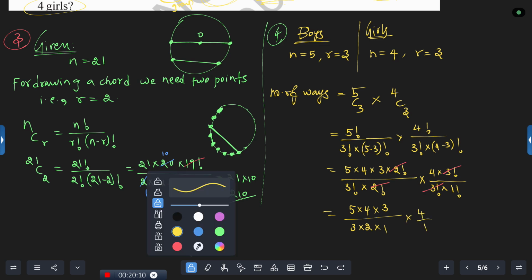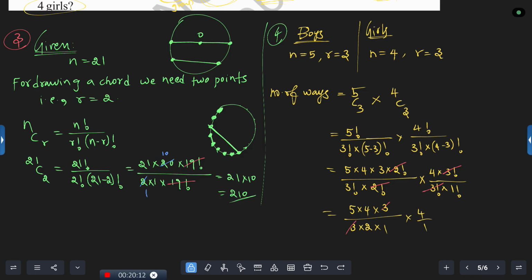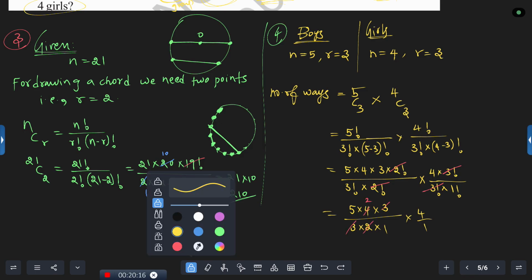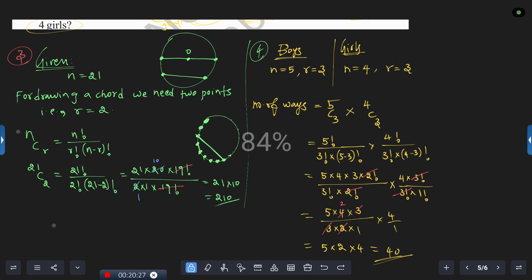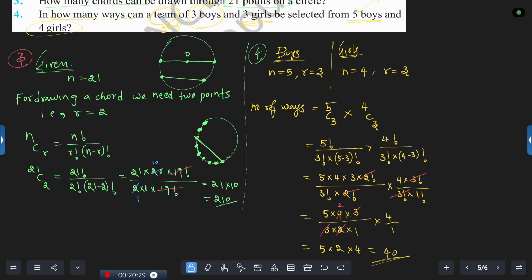Is there anything possible to cancel? Do it. This 3 cancel. 1 time, 2 time. Anything else? No. So 5 2s are 5 into 2 into 4, which is equal to what? 40. Is that our required answer for question number 4? Is it okay?